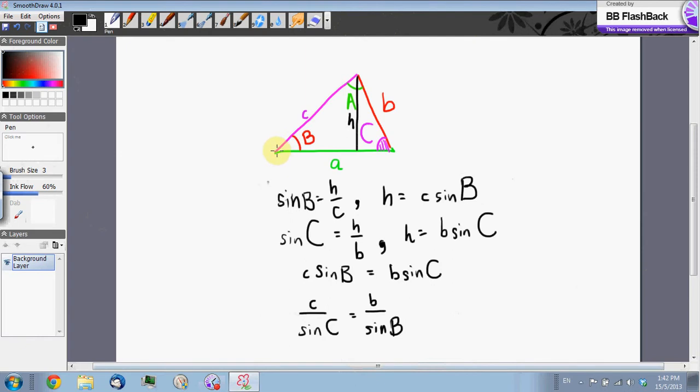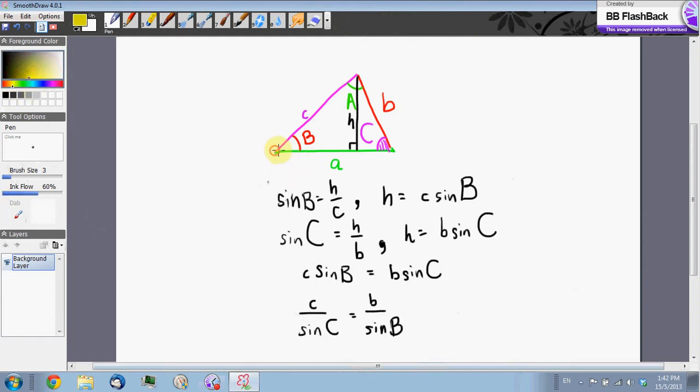Now if I draw another length here, oh yeah, I forgot to mention that this is a right angle. That makes a right angle here, and maybe I'll draw the other one in yellow. So I'll draw a yellow one here.